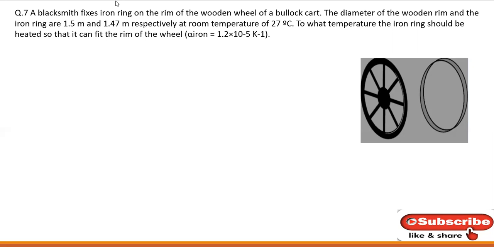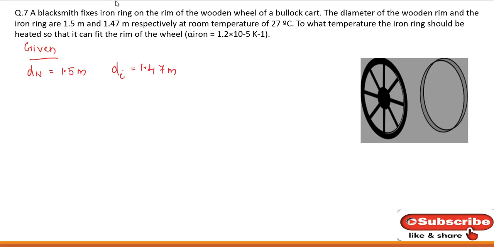At room temperature 27 degrees Celsius, the diameters of the wooden rim and iron ring are given as 1.5 meter and 1.47 meter. That means the iron ring diameter is less than the wooden ring. So we have to increase the diameter of the iron ring to 1.5. Then it will fit properly. So first we will write what is given. Diameter of the wooden ring is 1.5 meter, and diameter of the iron ring is 1.47 meter.